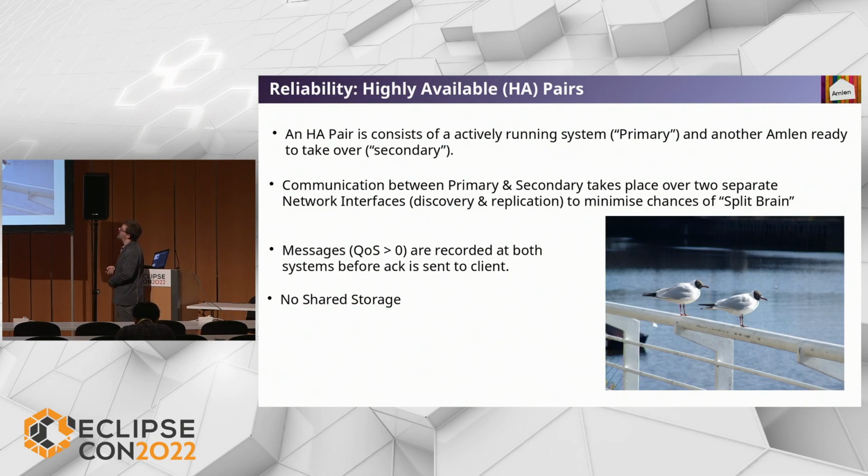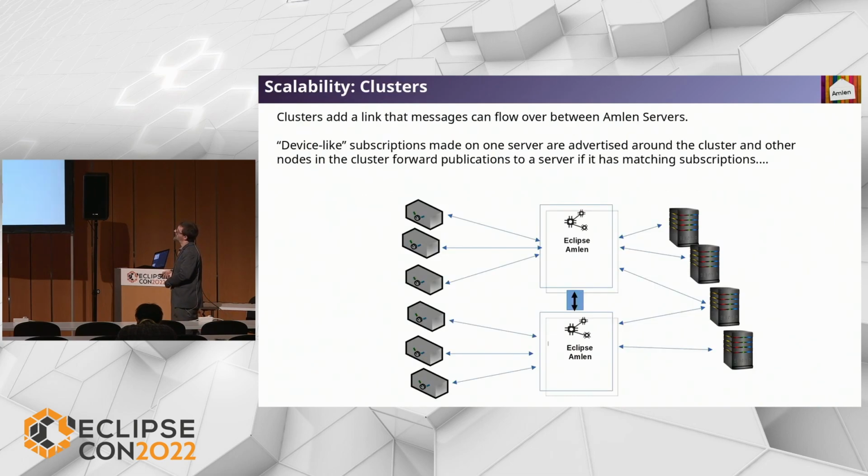So HA pairs are used whenever you've got durable data. If you've got clients that are buffering messages on a server when they're disconnected, any durable, persistent messages tend to mean that you want an HA pair. You can also cluster Amlens together. And I would say I see customers underuse HA pairs and overuse clusters, because clusters are not for the same thing at all.